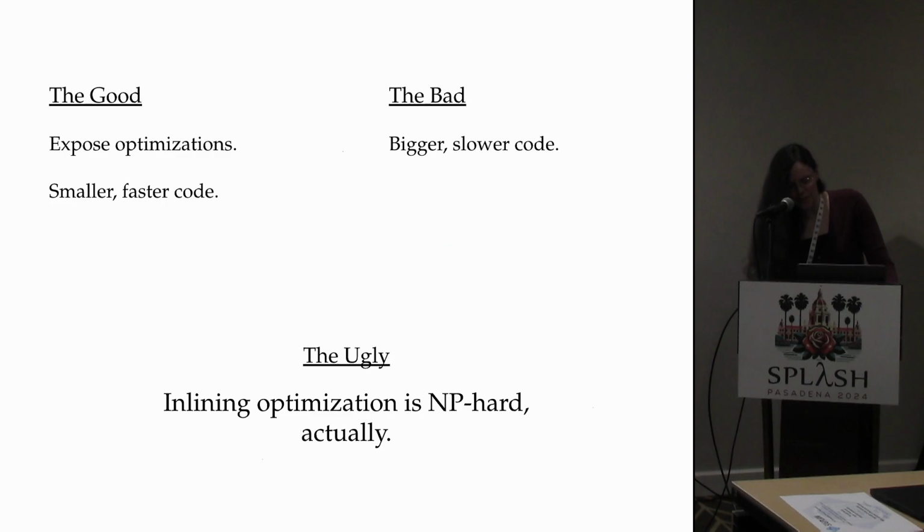It sounds simple, but don't be deceived. Inlining optimization is actually NP hard. If you do it right, we can expose opportunities for further optimizations, and we can get, as a result, smaller and faster code. But if we do it wrong, we can get bigger and slower code. We can have cache misses. We can have register spilling.